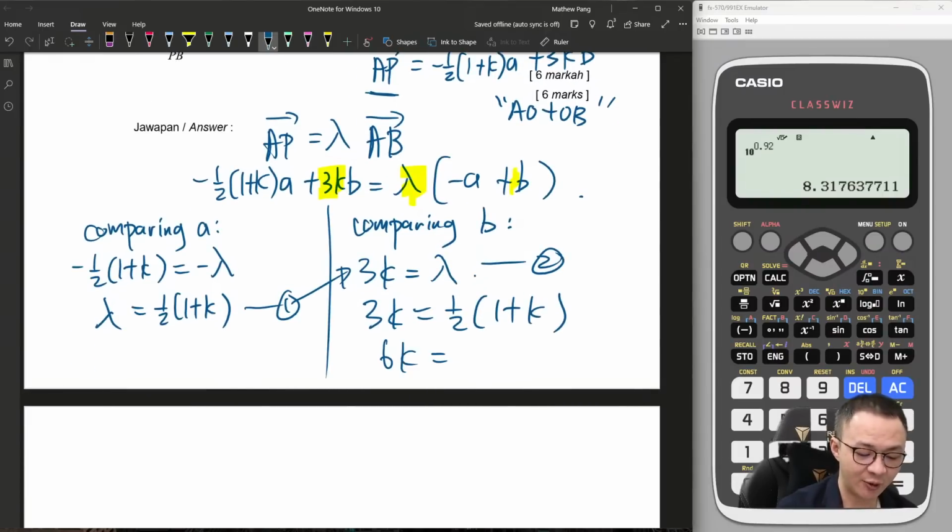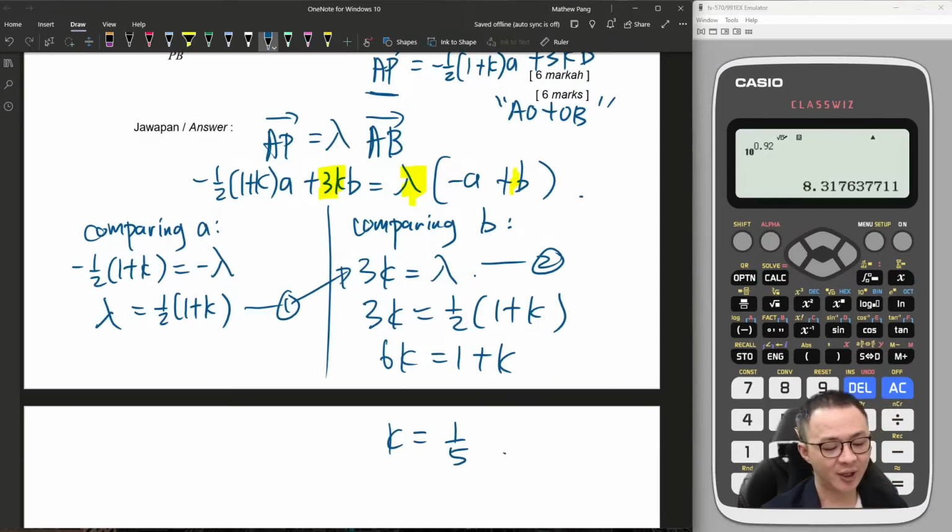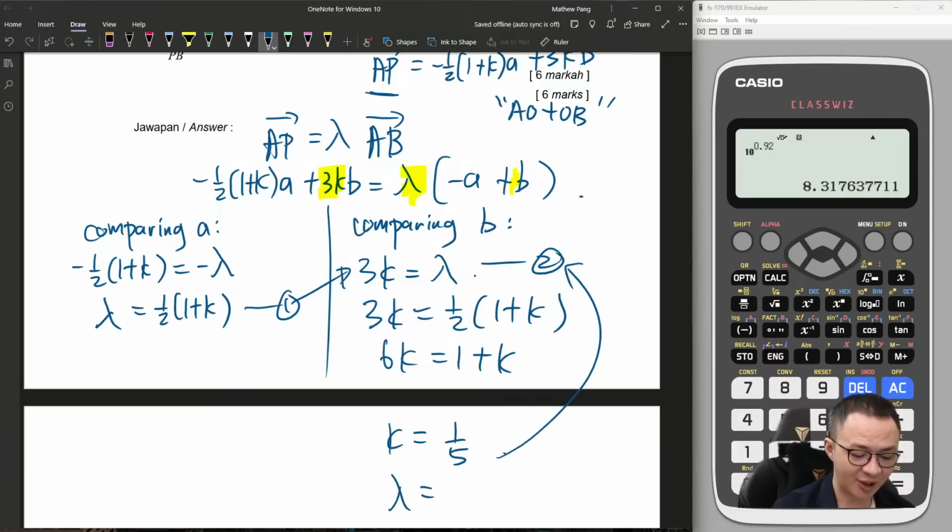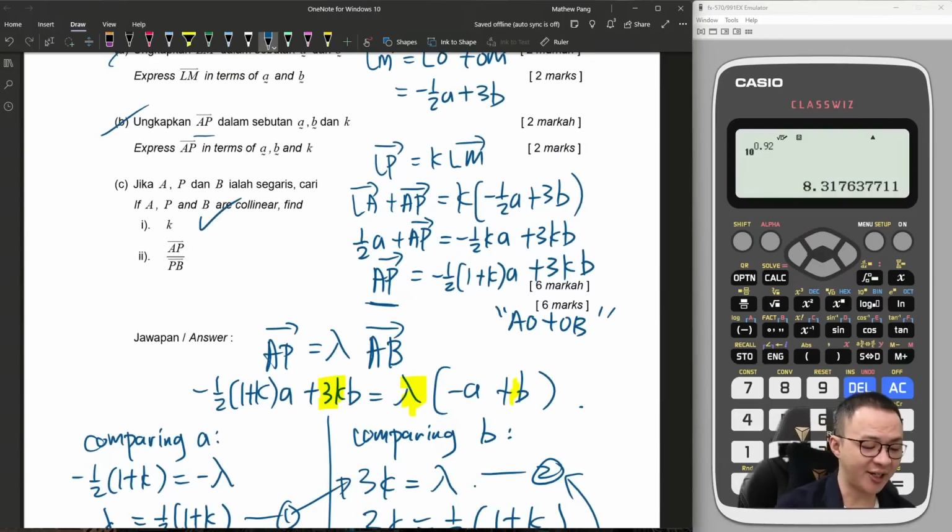Yeah, I will solve this one. So 6K equals 1 plus K. Then K equals 1 over 5. Okay, then I will find lambda also. I will start back here. So lambda should be 3 over 5. Okay, so this question asks me to find K, I'm done already.